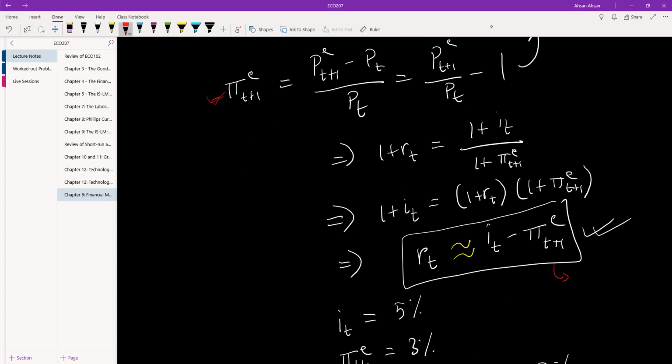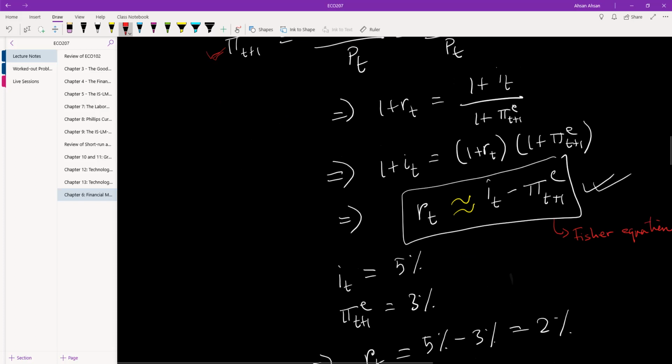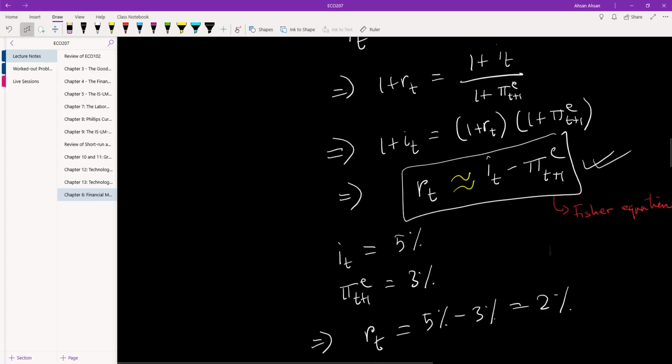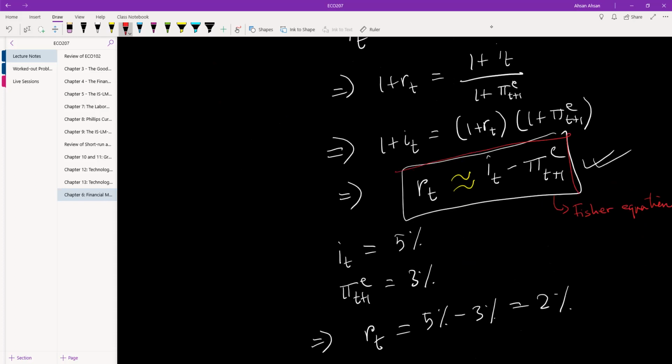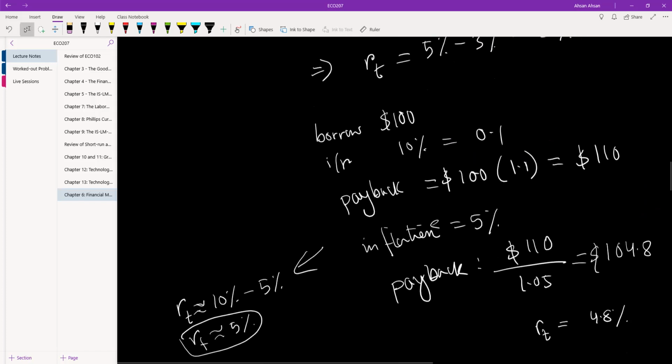This is sometimes called the Fisher equation. It's not mentioned in the book, but I've heard it being called the Fisher equation after the economist Irving Fisher. So this is a very important relationship for us, which effectively tells us that the real interest rate is equal to, very close to, not exactly equal to, but very close to the nominal interest rate minus the expected inflation rate. Did some numerical calculations around here.